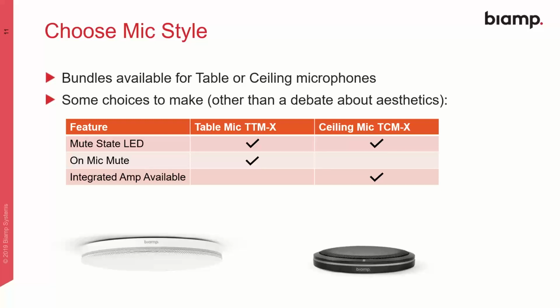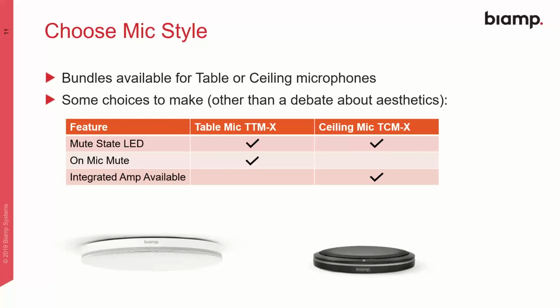But one benefit of our ceiling microphone is that it does have the option of the integrated amplifier, which allows us to simplify the cabling and deployment of the room. So if you do go for the TCMX, the ceiling mic, there's the option to buy the TCMXA version, which we actually include in the bundle, and that makes it even easier to wire up the loudspeakers and further speeds up the deployment of the room.